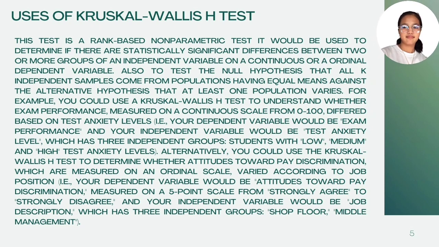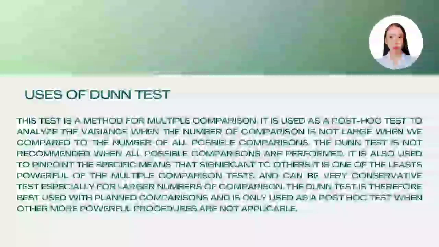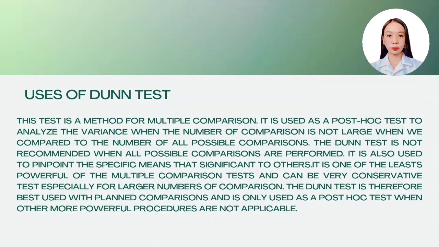And your independent variable will be job description, which has three independent groups: shop floor, middle management. This test is usually used when we need to identify the differences. Uses of Dunn test. This test is a method for multiple comparison.